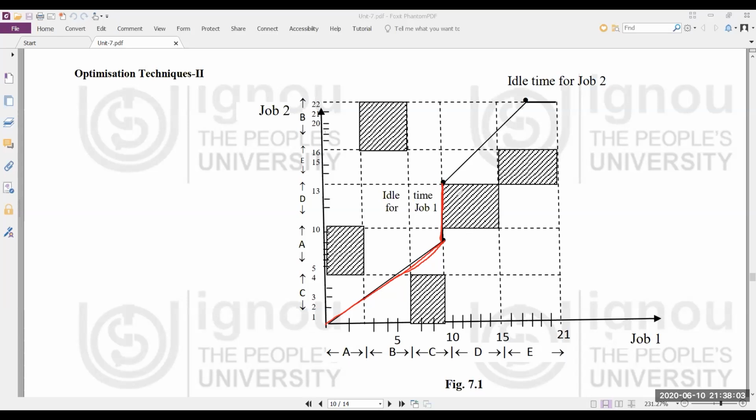Now after crossing this box, again we move diagonally as much as possible. So we move there, and in the last we have reached there. So we cannot go diagonally or vertically, we can move horizontally. So in this way we reach the end. Now what is the idle time for both machines and the total elapsed time? So how can we calculate? Now we will go to the next step.